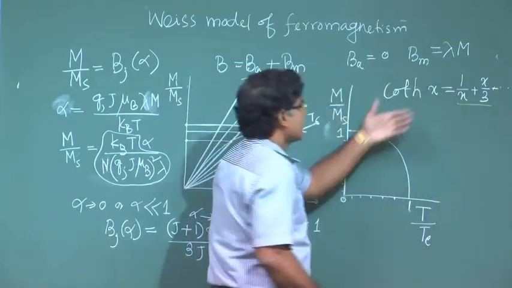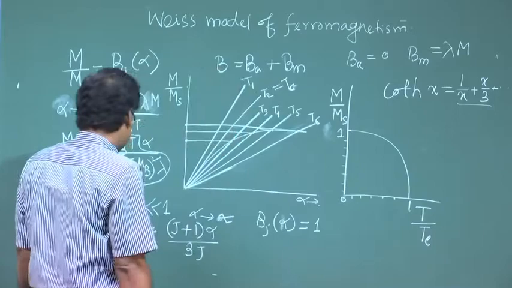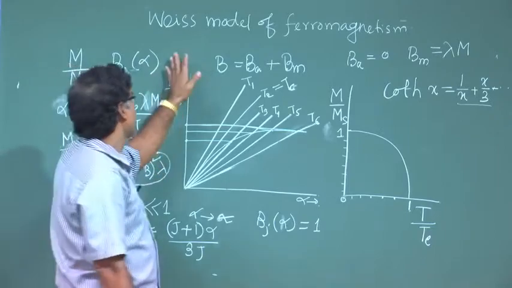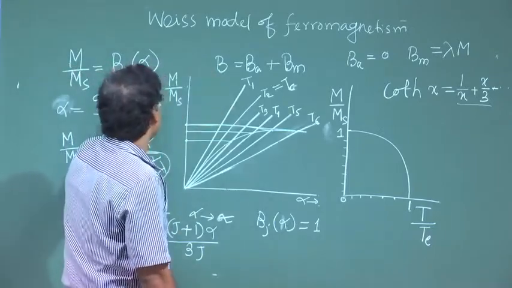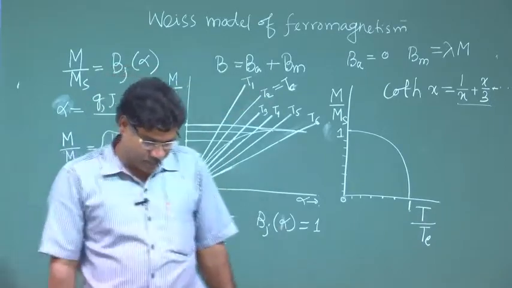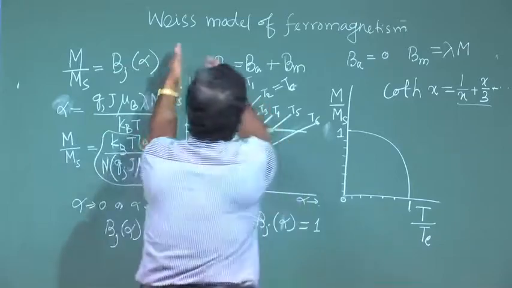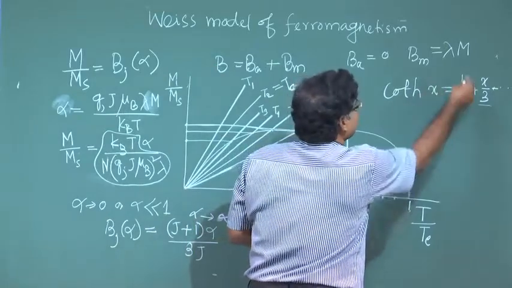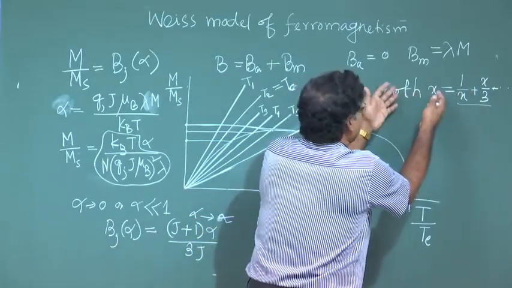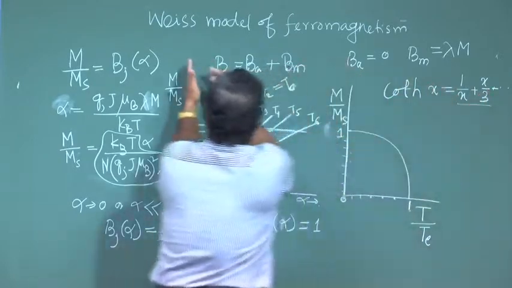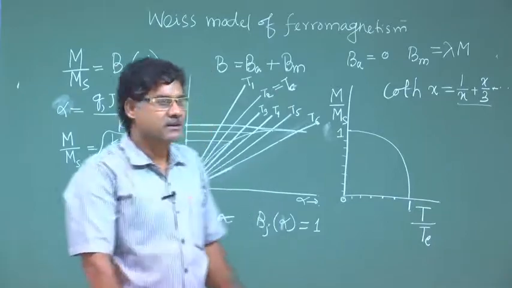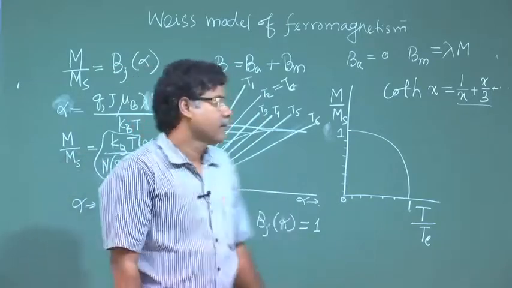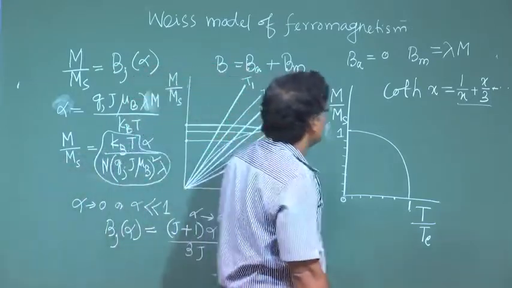Okay. So, using this approximation, B_J, that you know, 2J plus 1 by 2J coth 2J plus 1 by 2J alpha. If you take that as x, you can replace coth x by this. Another term was this: minus 1 by J, 1 by 2J coth alpha by 2J.